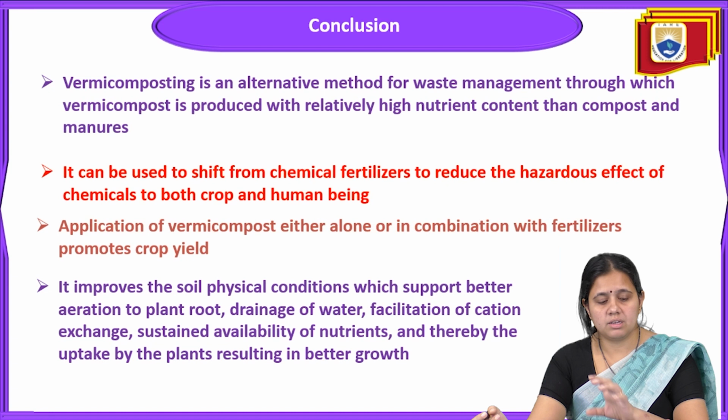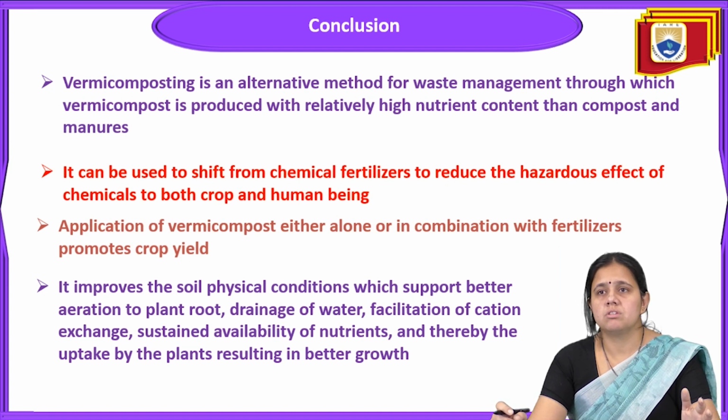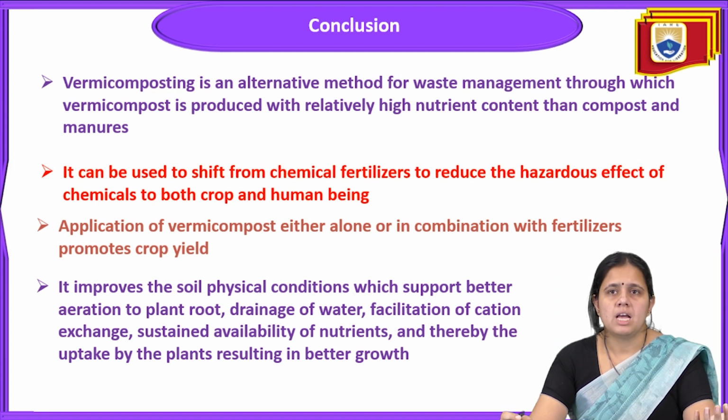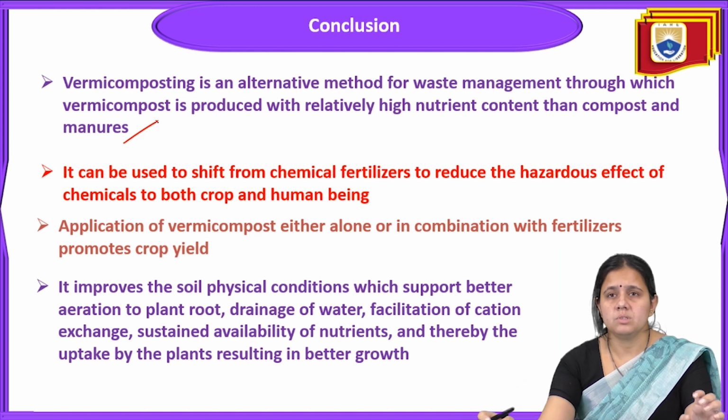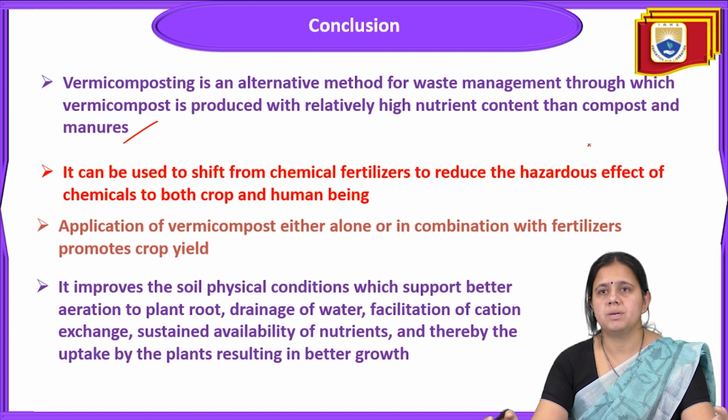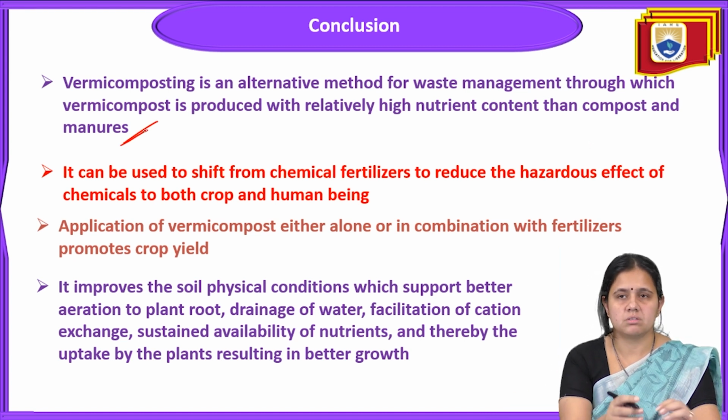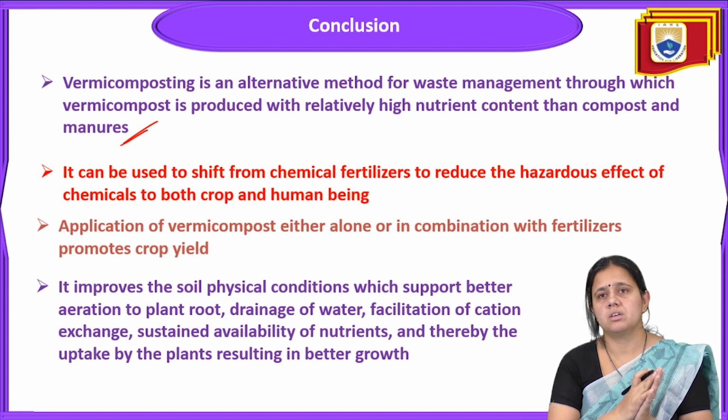Okay, so now this will be the conclusion of this vermicomposting method. In this vermicomposting method, I have explained that vermicomposting is an alternative method for waste management through which vermicompost is produced with relatively high nutrient content than compost and manure. So it is a good alternative method for the waste management process.